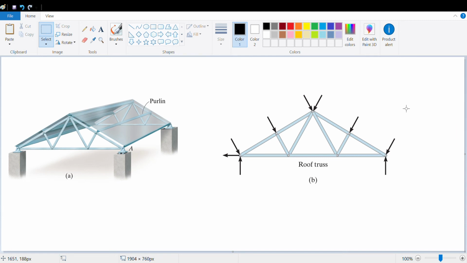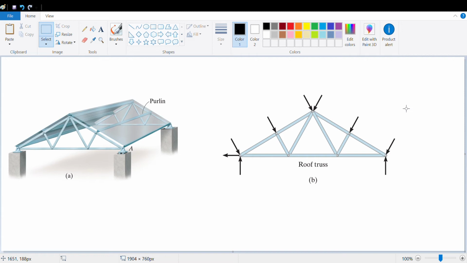Chapter 6 talks about structural analysis with special focus on trusses, which are structures commonly used in constructions. A truss is a structure composed of slender members joined together at their endpoints. In the figure here we can see an example of a typical roof supporting truss.